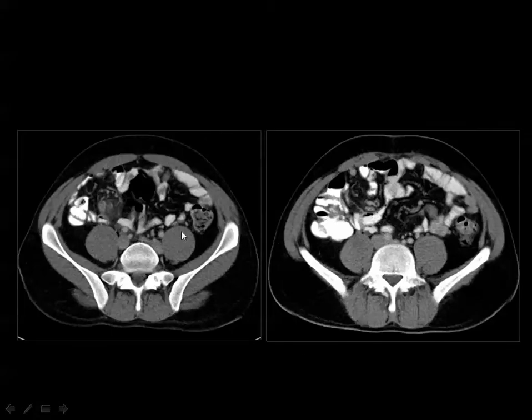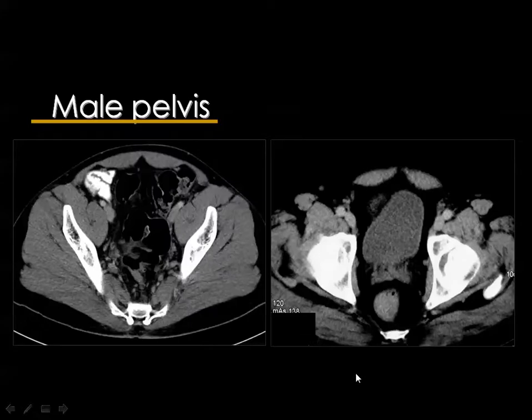This is the psoas muscle, and this is the iliacus muscle. And you can see that the aorta has divided into two common iliac arteries, and the common iliac has divided lower down into the external and internal iliac arteries.